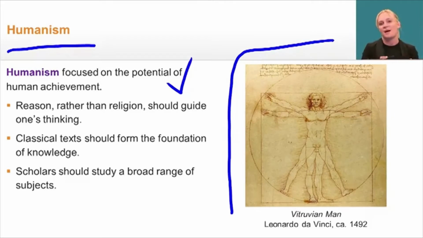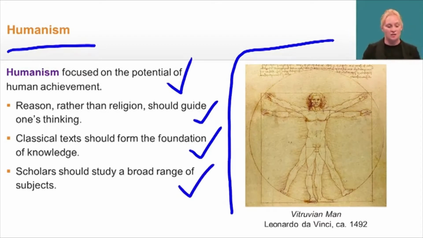Now, another idea behind the classical teachings in humanism is that reason, rather than religion, should guide one's thinking. Remember, in the Middle Ages, you got all of your education from the religious teachings. Now, you should use your mind. You should expand your mind. And classical text should be the foundation of your knowledge. You should start by reading the classics, read philosophy, see what the people of that time period had to say about life. Scholars should study a broad range of subjects.